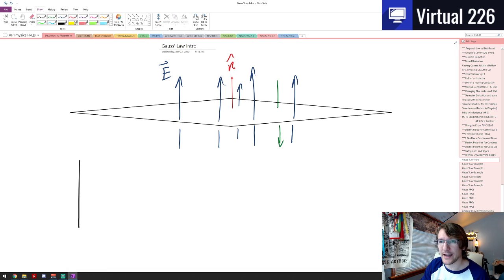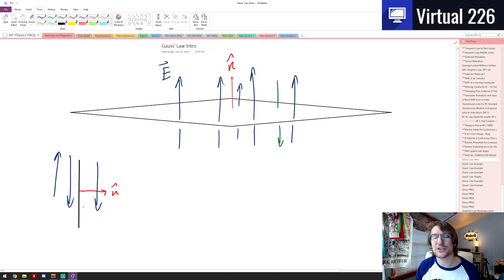So here's our plane now, and here is the normal vector. If the flux was moving like this, or up, whatever, it wouldn't pass through that surface. And we actually wouldn't have a flux then. We would just have an electric field. We wouldn't actually have a flux.